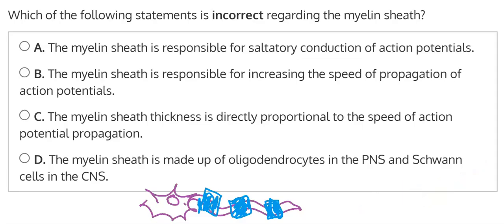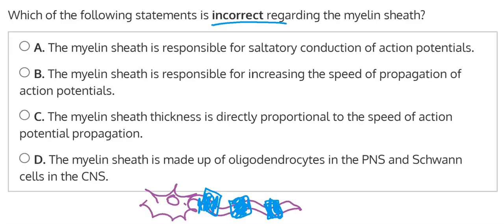It helps the action potentials, or the message, to transmit faster. And if someone has a disease where this starts to break down, then the messages will be slower, and they'll start to have neurological deficits from not having the myelin sheath needed for the message to be successful. So now that we understand what the myelin sheath is, we can figure out what would be incorrect when we go through these choices.